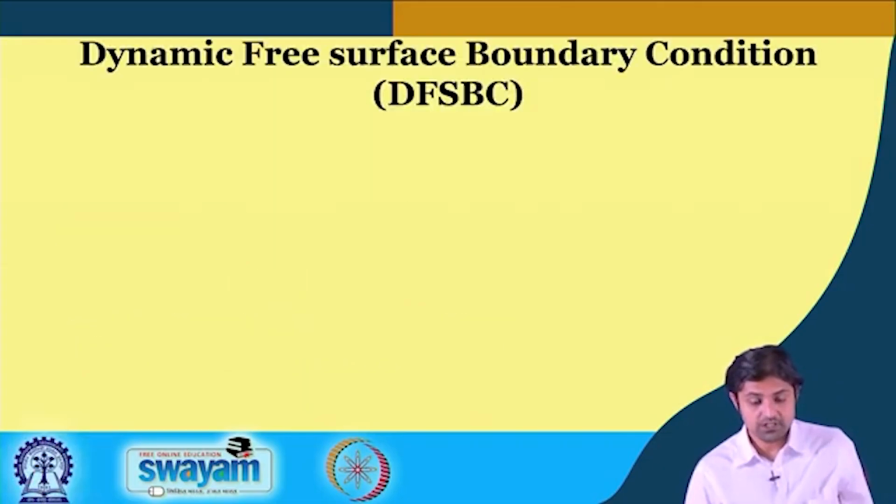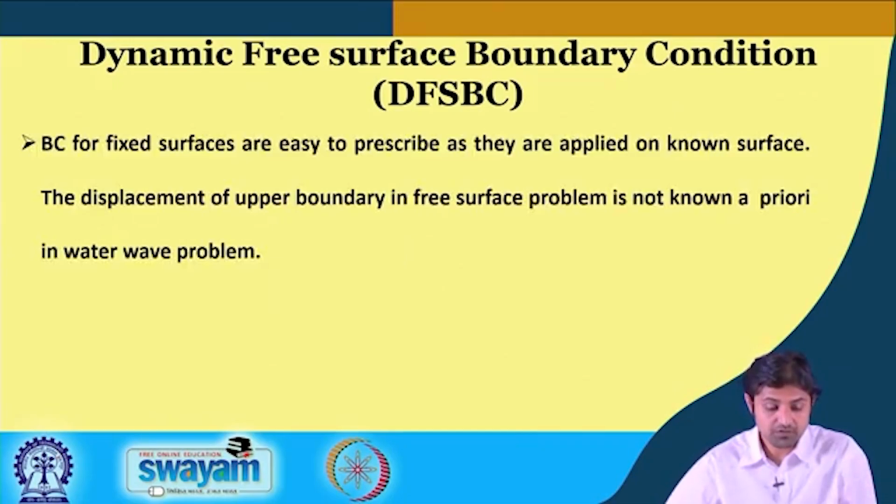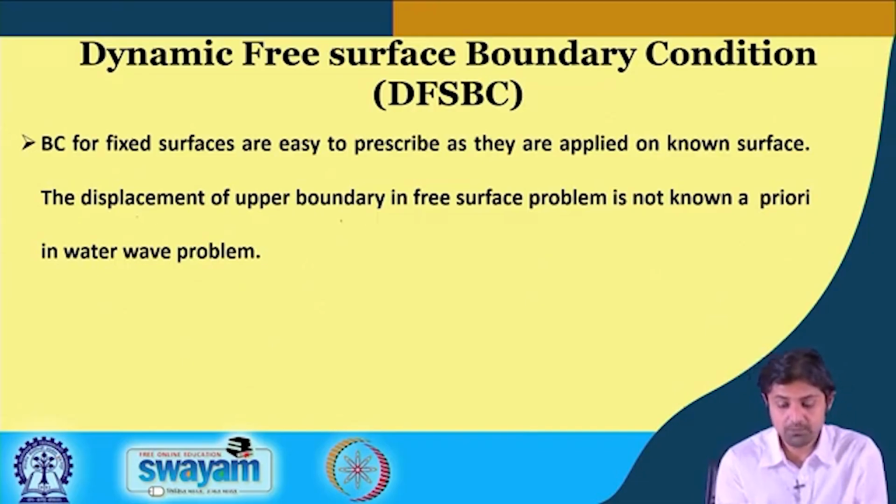So there is another boundary condition called the dynamic free surface boundary condition. Boundary conditions for fixed surfaces are easy to prescribe as they are applied to a known surface. However, the displacement of the upper boundary in a free surface problem is not known. We do not know beforehand how much the free surface will go above. The bottom is fine because it is fixed, but the displacement of the free surface is not known beforehand. That is one of the problems in the water wave problem.